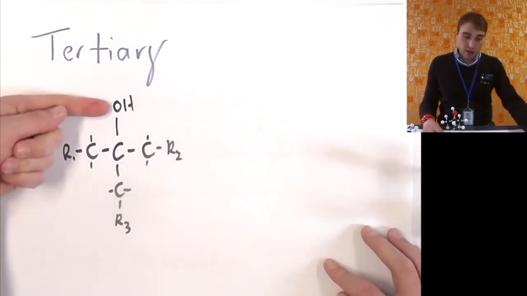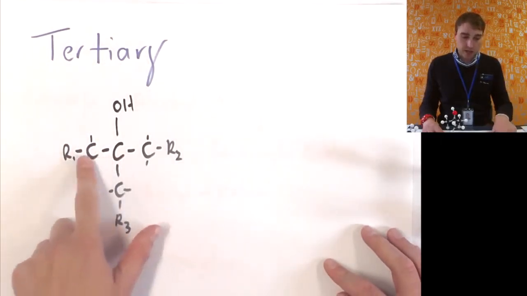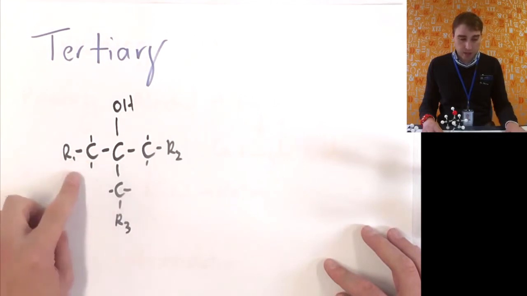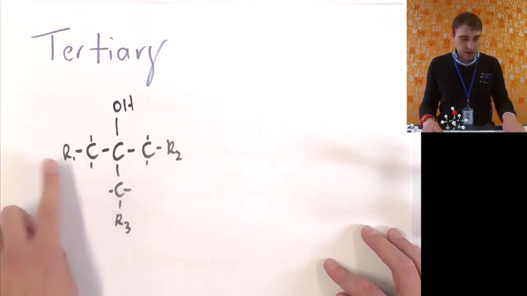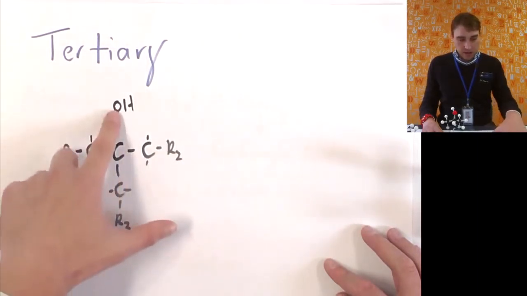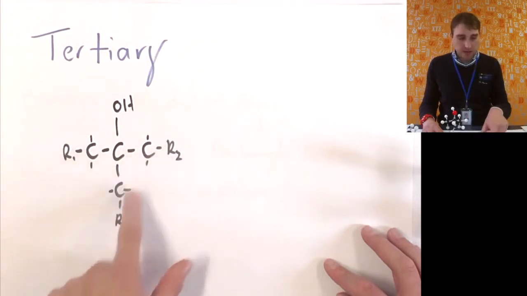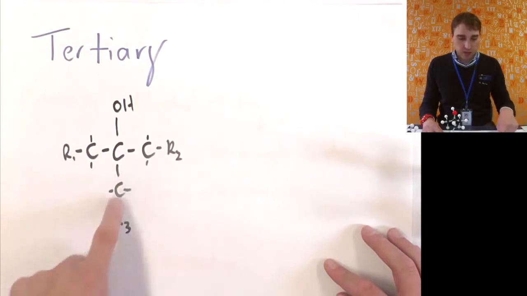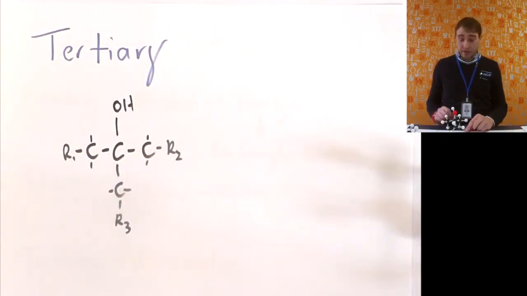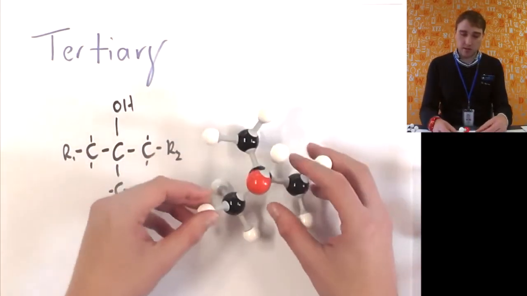So in a tertiary alcohol, the hydroxyl group is attached to a carbon that's attached to 3 carbons. So here we've got 3 carbon chains, R1, R2, R3. This is the hydroxyl group that makes it an alcohol. It's attached to a carbon that itself is attached to 3 carbons. So 1, 2, 3. An example of a tertiary alcohol is this one here.